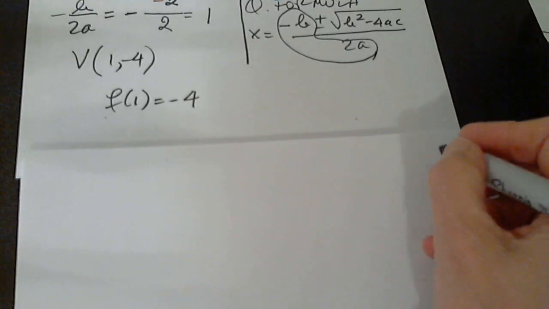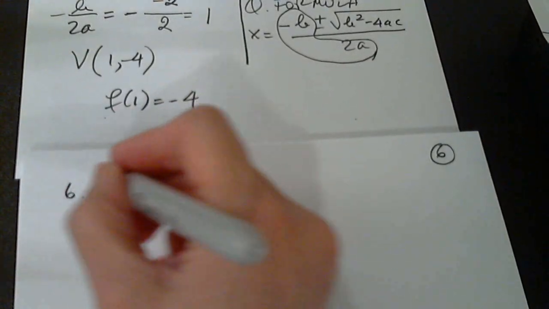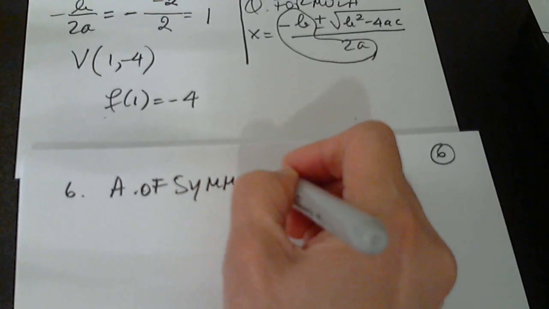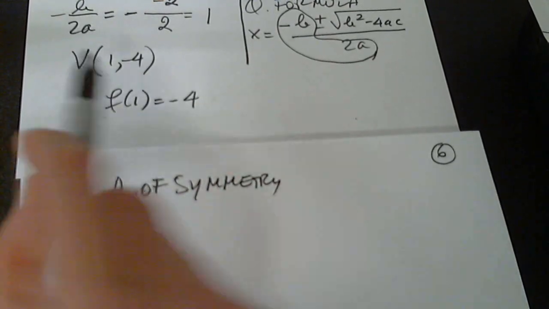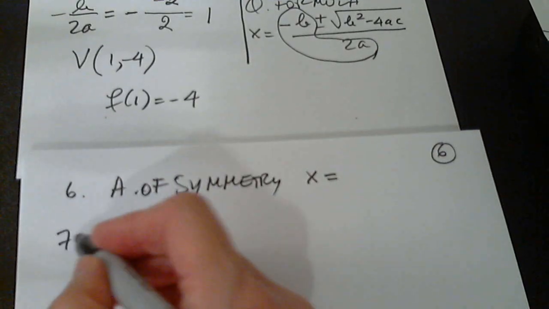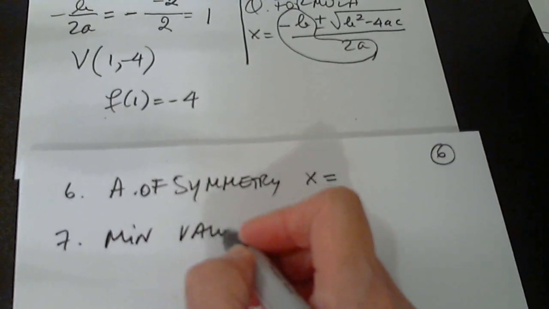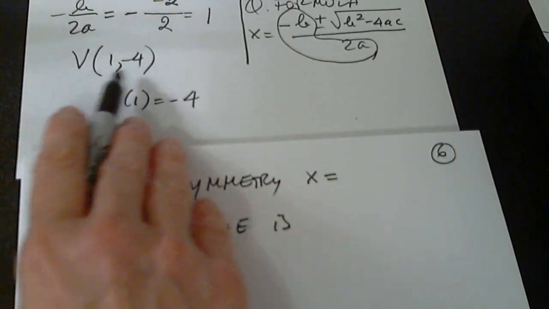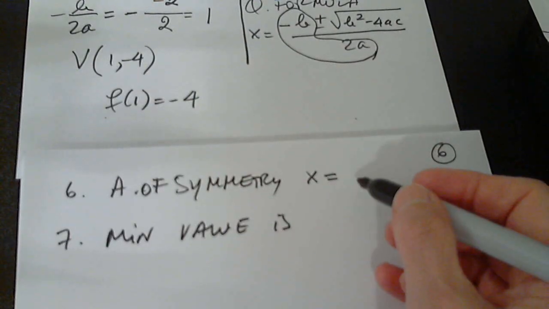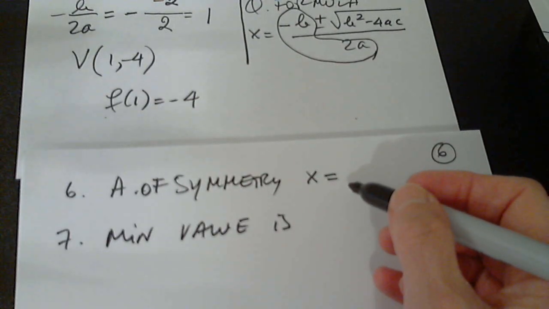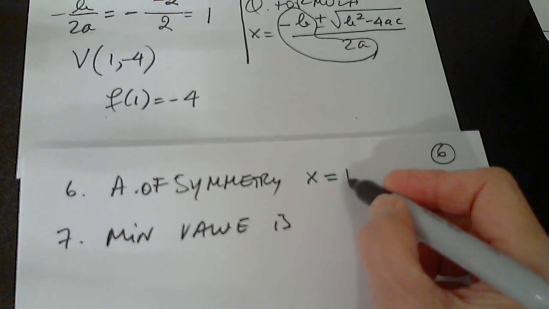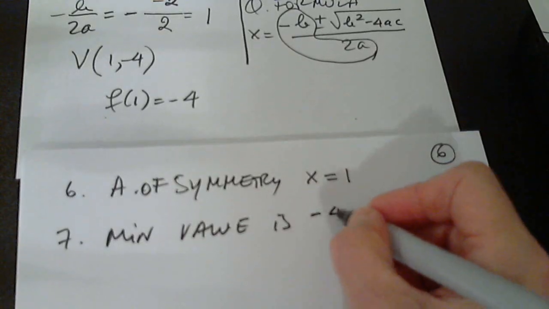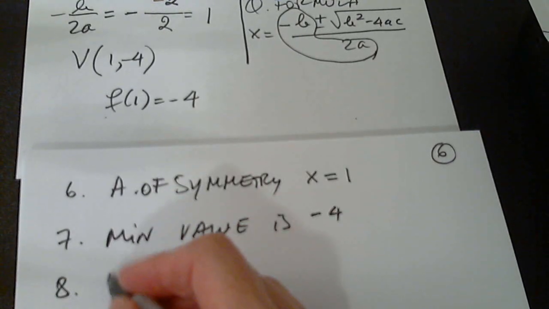So now the last few steps. Number 6, axis of symmetry. Here's the vertex. Can anyone give us the axis of symmetry? What is the axis of symmetry? x equals 1, indeed. And the minimum value is? Negative 4. And number 8 in a minute, range.